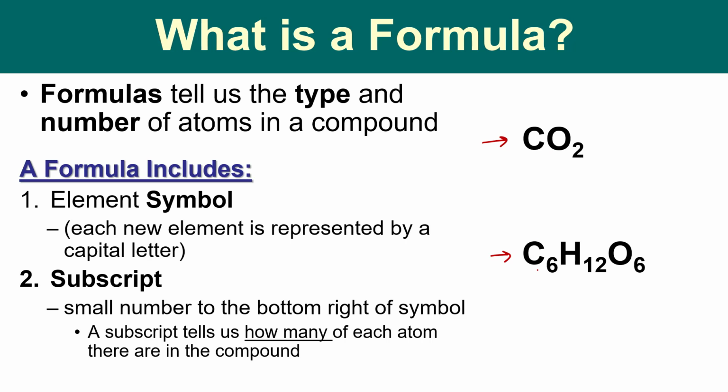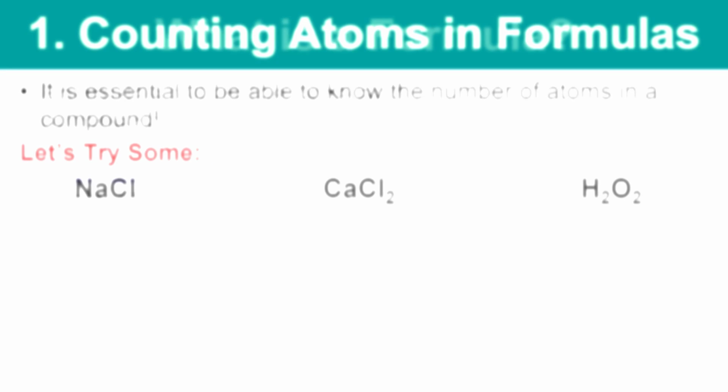If we break down what is in a formula, all formulas are going to include element symbols. Those are the capital letters that you see here, and each capital letter represents a new element in your formula. Our formulas also have little numbers that are to the right of our elements. Those are called subscripts. And what a subscript is going to tell us is how many of each atom are present in the compound.